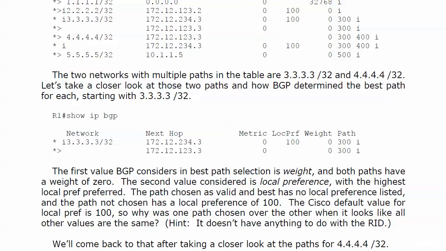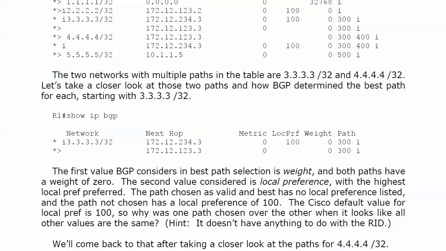Now, you might think I'm being a smart aleck by putting it that way, but the second value considered is local preference. We know the highest local preference is preferred, but the path chosen as valid and best has no local preference listed. The path not chosen has a local preference of 100. Now you might look at that and say, oh, okay, that other one's got a local preference of 0. Well, the Cisco default value for local preference is 100.